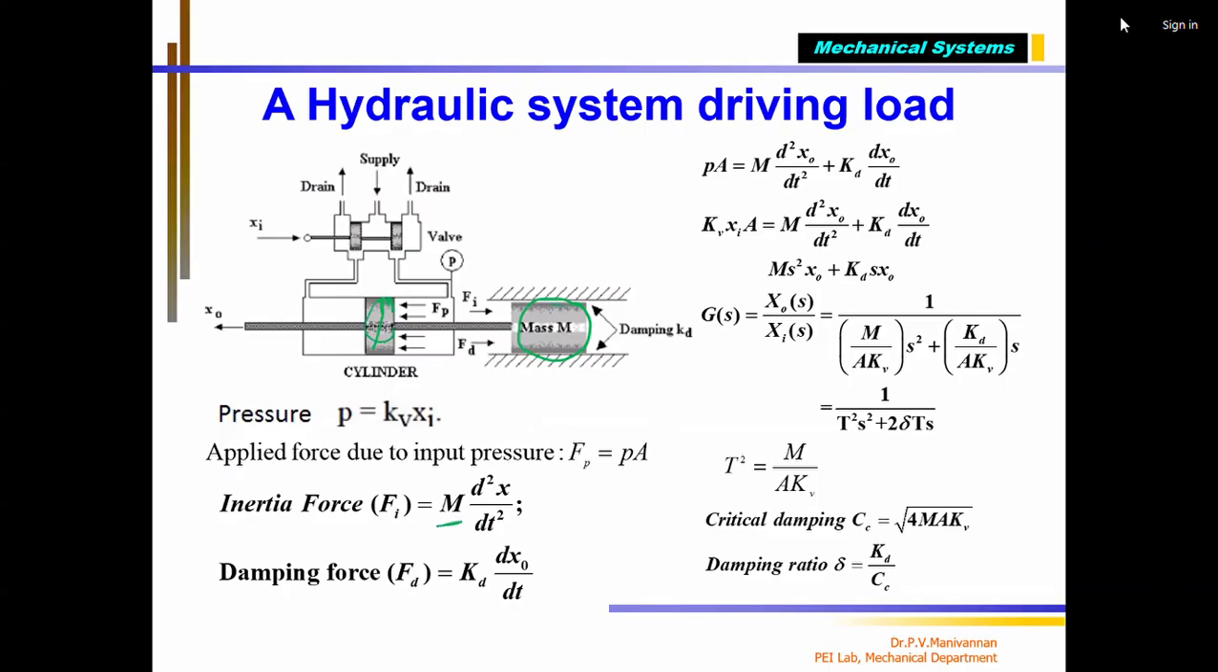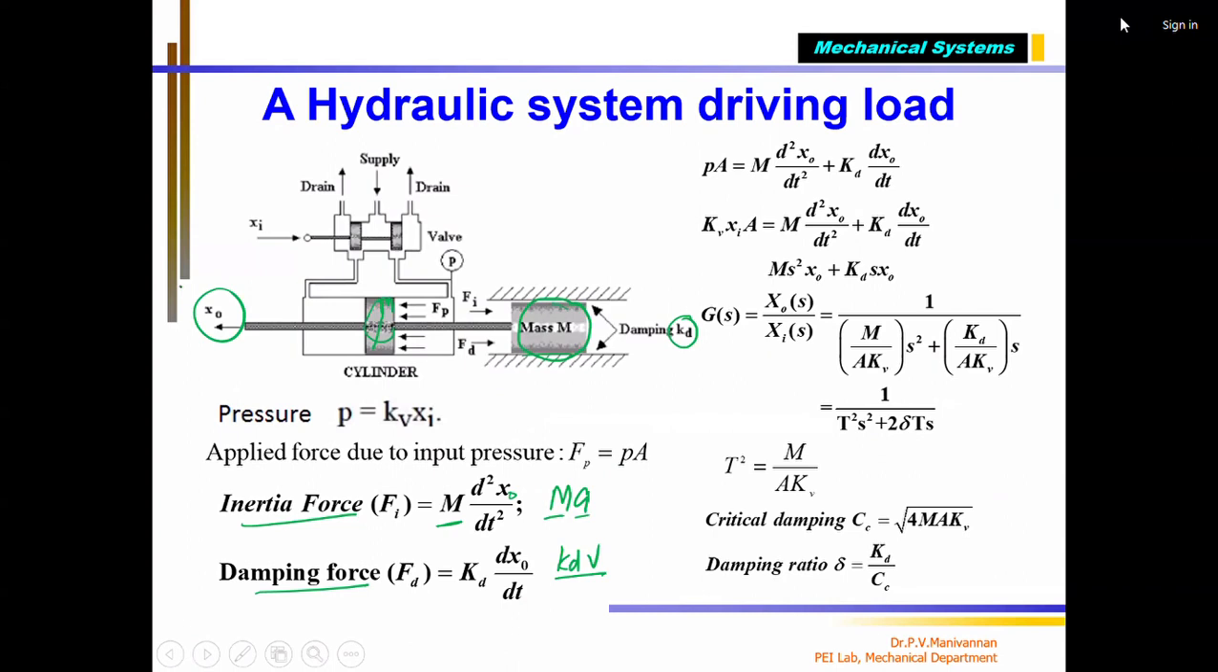That is nothing but m into d square by dt square of x of t. x of t is nothing but x naught, you can say. Similarly, the mass is moving inside the cylinder with some friction damping. Correct? The damping force due to this frictional constant, the damping constant, is kd into d by dt of x naught, which is nothing but velocity. So m into a, and kd into v. This is acceleration, this is velocity. The damping force is kd into velocity. The inertial force due to mass is m into a.